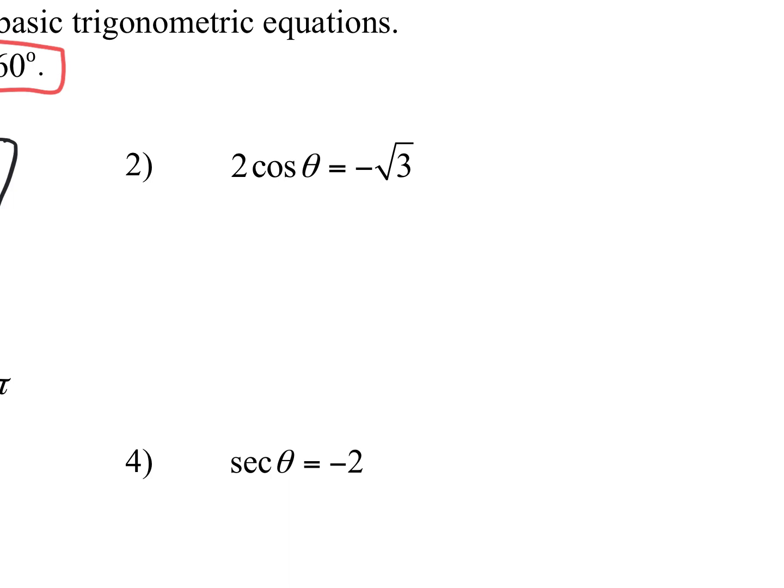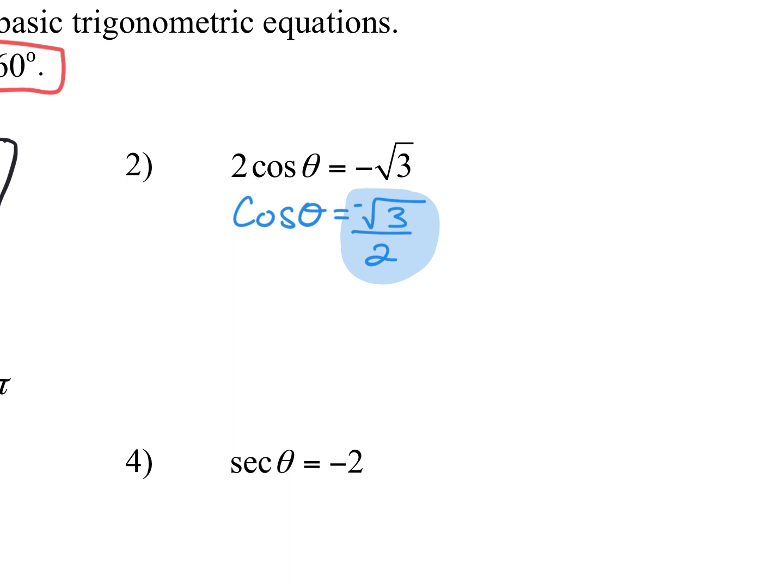Here we have 2 cosine of theta equals -√3. I'm going to solve this by working backwards. I'm going to divide both sides by 2 and say that the cosine of theta will be -√3 over 2. So sure, I can grab my calculator and plug this in, but this value here is familiar. This value is on our unit circle.